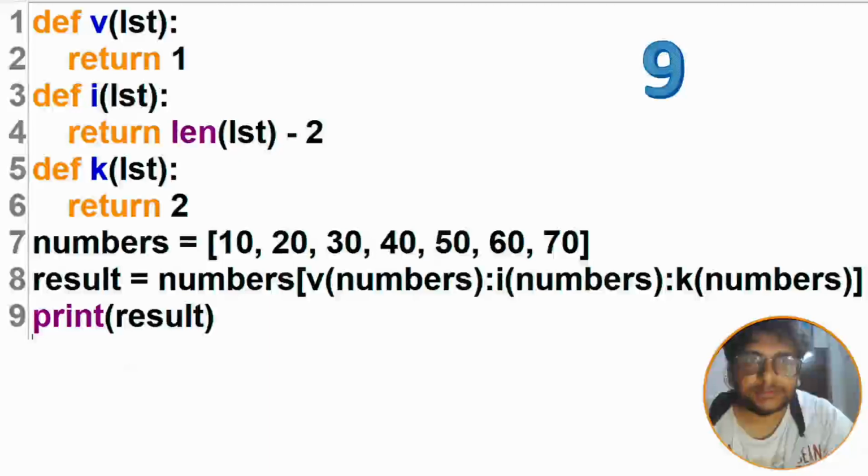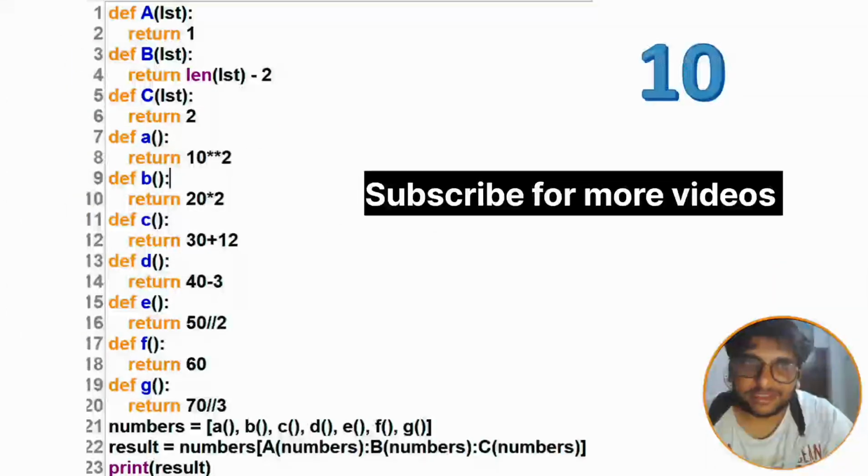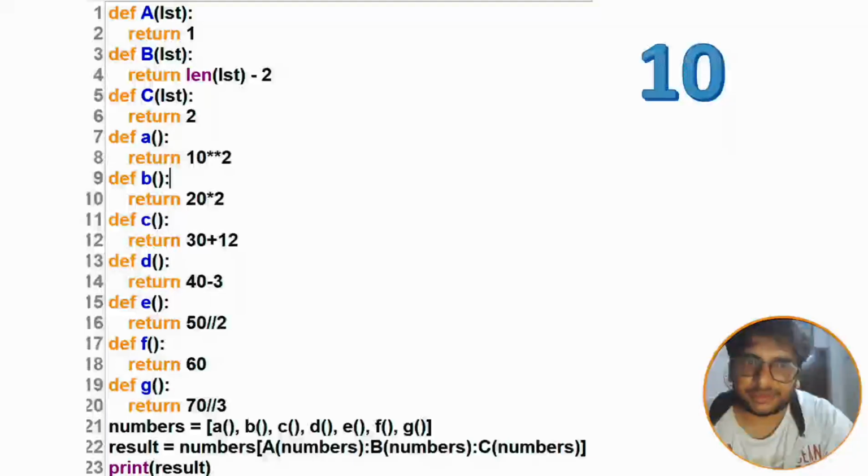Ninth one, you need to check what the output would be here, because it is a combination of this. The slicing parameters themselves are function calls here. So be a little curious, careful about this. Let's go with the next one, the 10th one. This may seem to be a bigger one, but it is very simple. What I did is I made the list members function calls, and the slicing members are also function calls. So totally it is function calls and then slicing.